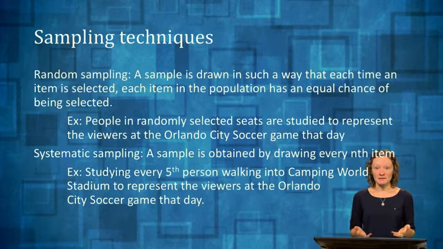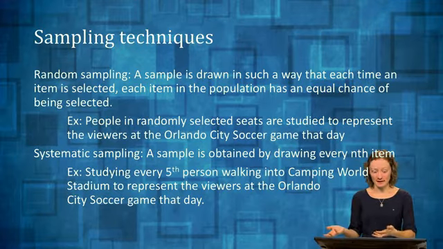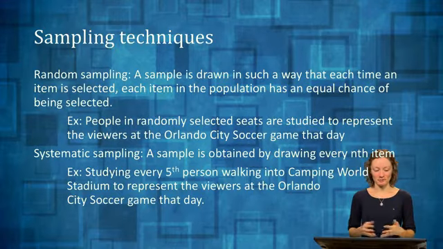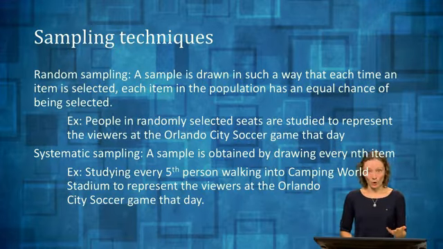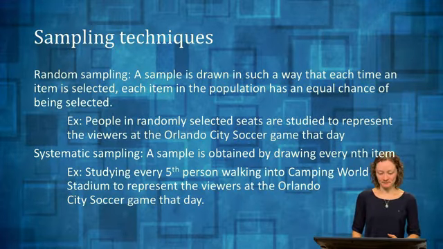But the first thing that happens when anyone is going to collect data is first they have to see how they can sample the population. Can they get an unbiased sample? What does their sample look like? And then they have to decide on a technique in order to obtain that data. So one that can be used is random sampling. This is a sample drawn in such a way that each time an item is selected, each item in the population has an equal chance of being selected.